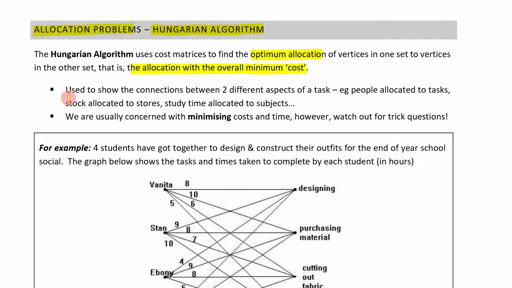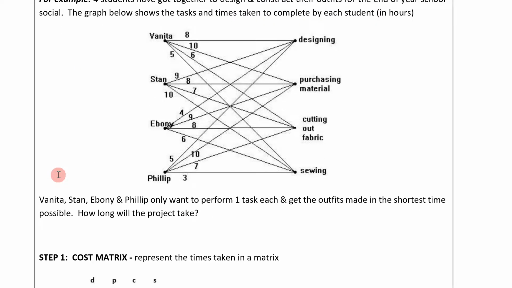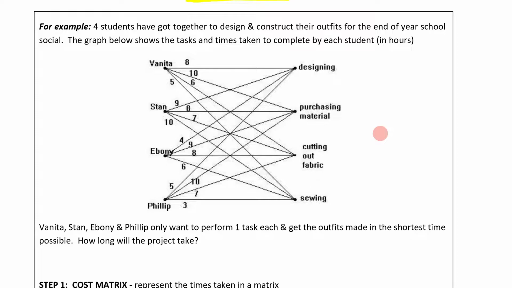So the Hungarian algorithm is used to show the connections between two different aspects of a task, e.g. people allocated to tasks, stock allocated to stores, study time allocated to subjects. We are usually concerned with minimizing cost and time. However, watch out for trick questions. Okay, let's go through this example here, which really holds our hand and really does all the working for us. So we're just going to take our time to really soak it all in.